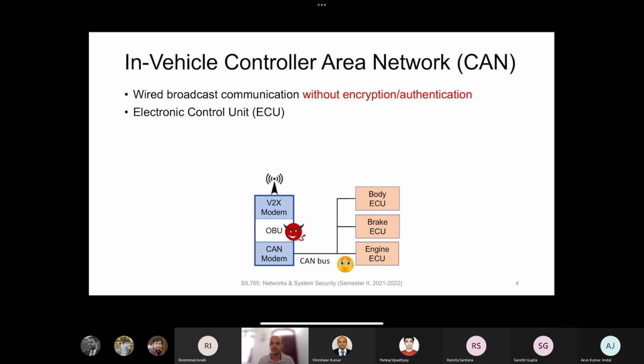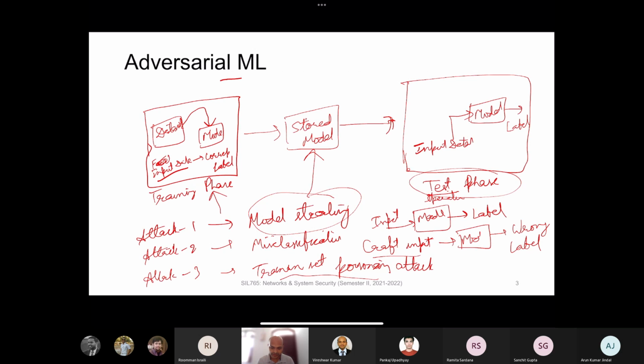detecting attacks on automobiles. Okay, so any quick question about what we are going to discuss or what we discussed previously?